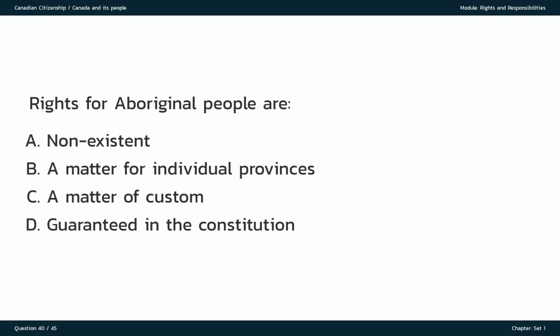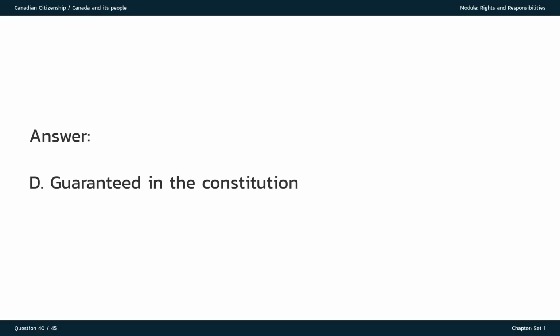Rights for Aboriginal people are A. Non-existent. B. A matter for individual provinces. C. A matter of custom. D. Guaranteed in the Constitution. The answer is D. Guaranteed in the Constitution.